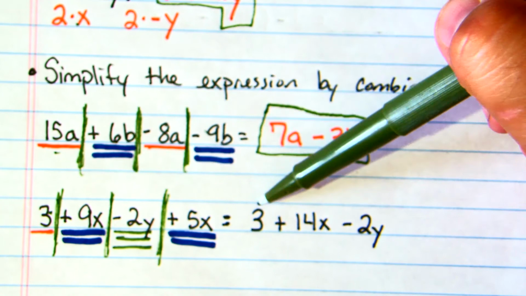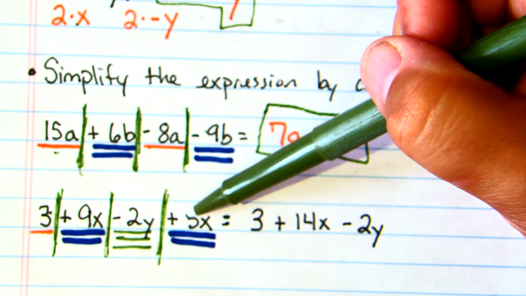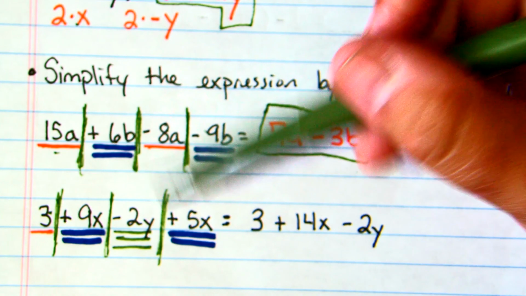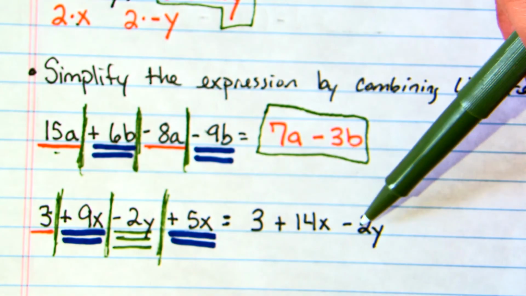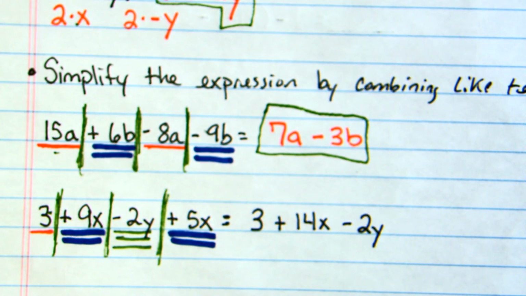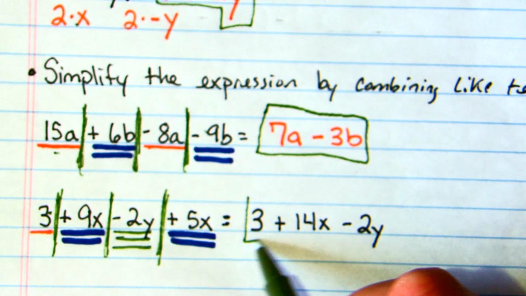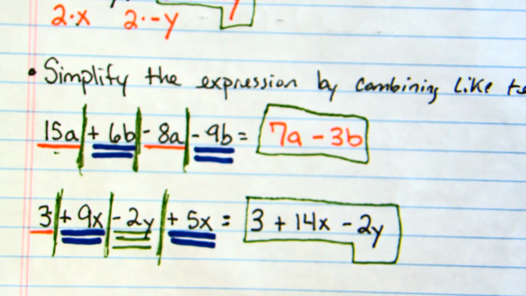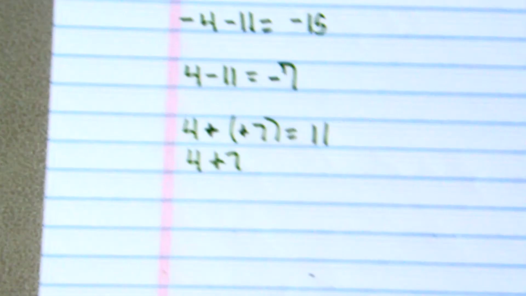3, I'll just bring that over. 9x and 5x, those two have the same sign. I'll add them together and get 14x. And then I'll bring my negative 2y over. And my answer would be 3 plus 14x minus 2y, in that order.